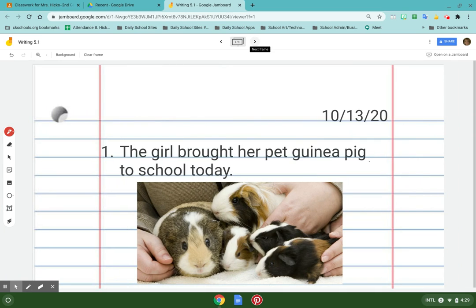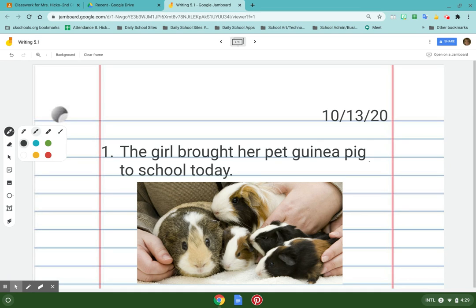All right, so we're looking at our first sentence again, and we know that a subject is what the sentence is about, and we know that the predicate involves the verb or the action, and then the who or what or when or why or how the subject did something. All right, so let me change my pen right here and get a little bit thicker. All right, so the girl brought her pet guinea pig to school today. And all these sentences have to do with our story this week, which is teachers' pets.